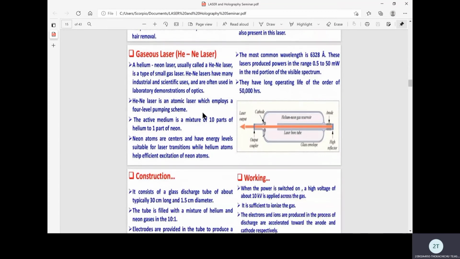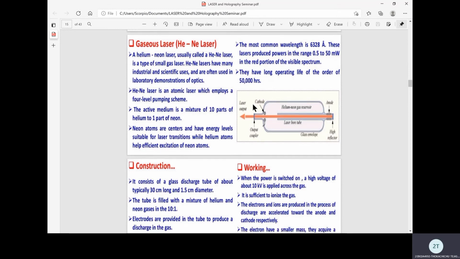Now, coming to the second major experiment in this chapter, that is the gaseous laser experiment, that is the helium neon laser. So, this helium neon laser is, as we discussed just now, a gaseous laser, which was proposed by Ali Javan, W. Bennett. Now, let's see the construction of this helium neon laser experiment.